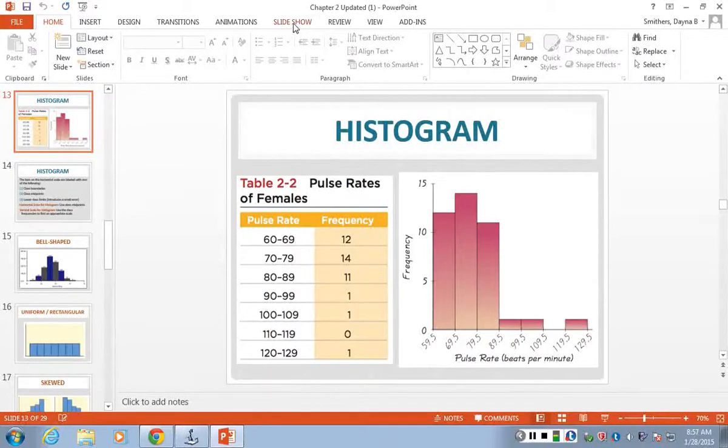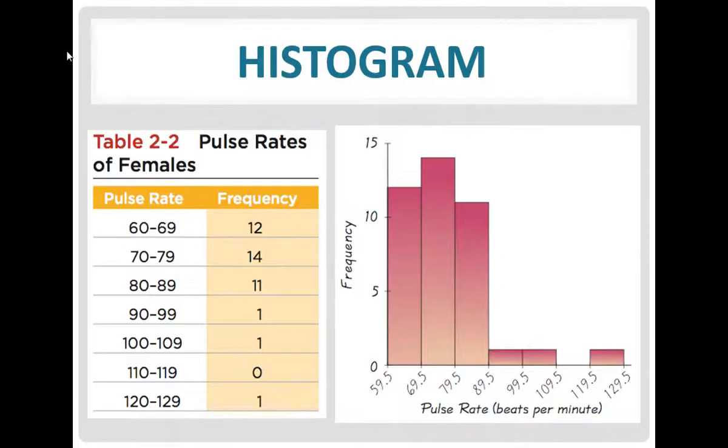Okay, so for the second part of Chapter 2, summarizing and graphing data, the first on your notes is histogram. Just as a reminder, a histogram consists of bars of equal width drawn adjacent to each other.